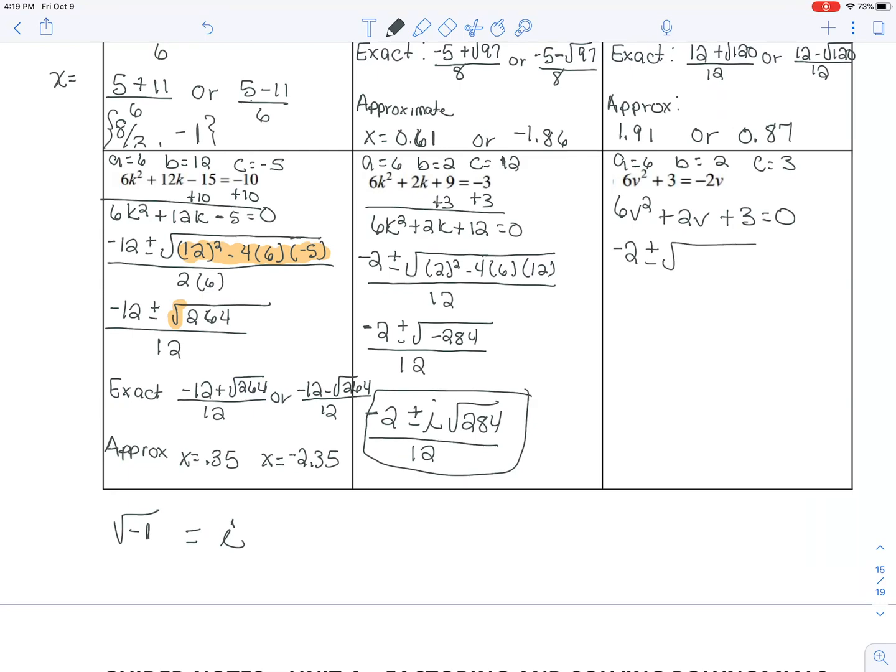So this becomes negative 2 plus or minus the square root of 2 squared minus 4 times 6 times 3. This one's going to be imaginary as well. I didn't intend to give you 2 of these that were imaginary. And again, if you try to do this by putting the square root in the calculator, it's going to give you an error. It won't let you do it.